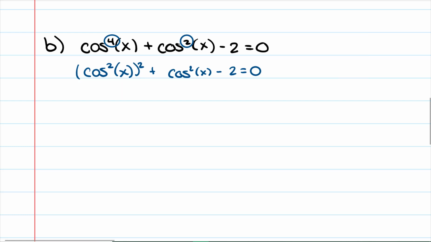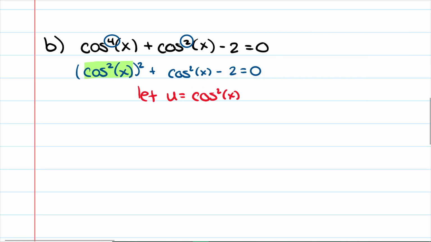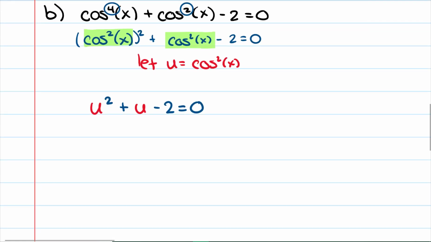Now the trick I'm going to do is I'm going to let the letter u equal cosine squared. So wherever I see a cosine squared, I'm going to go ahead and put the letter u. So I get u squared plus u minus 2 is equal to 0. It doesn't matter if you use x, y, w, j, a, or u, or any other letter. I'm just using it as a placeholder and to make my factoring easier. So then my goal now is to factor this.